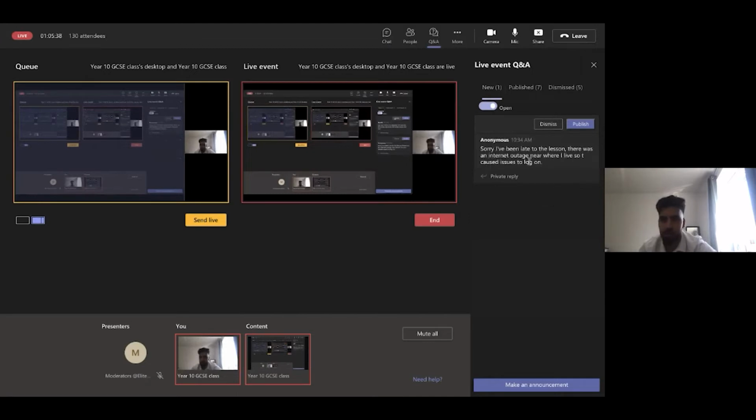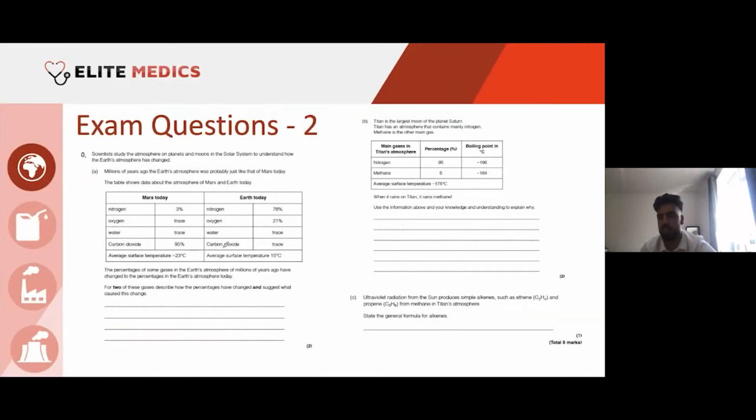No worries, we've just been looking at the Earth's atmosphere to start off with, so we're on the exam questions now for this, but we'll be recapping the Earth's atmosphere in the Slido quiz that I've got later on.